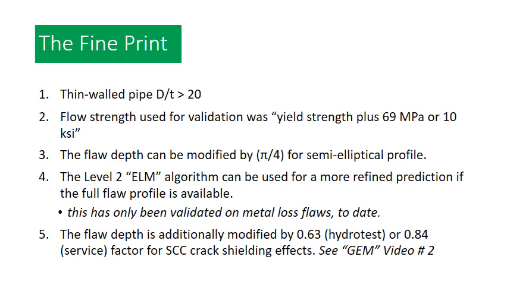The flaw depth can also be modified by an additional 0.63 or 0.84 if I'm doing some axial stress corrosion cracking work, and that's to account for crack shielding effects. Those numbers of 0.63 and 0.84 were not pulled out of thin air. There actually is a technical rationale, but it's a little bit complicated, too complicated for today, but I will be putting together a video sometime soon that explains how I've derived those values.